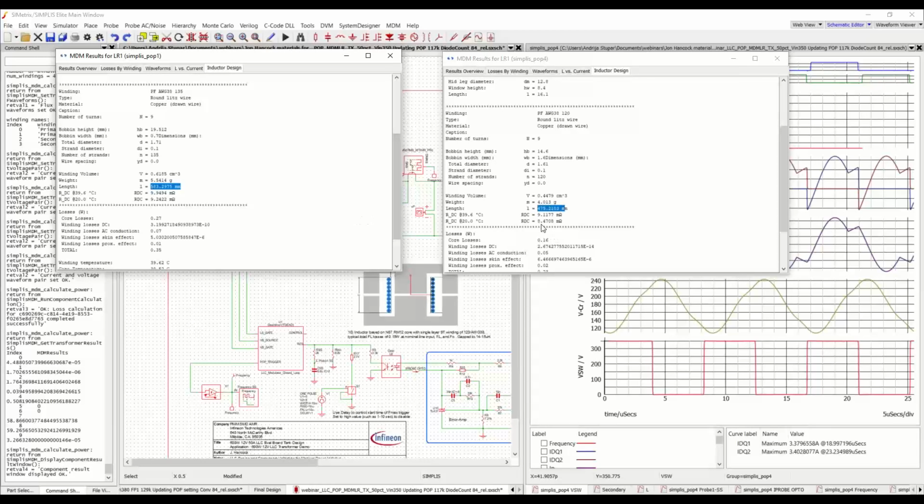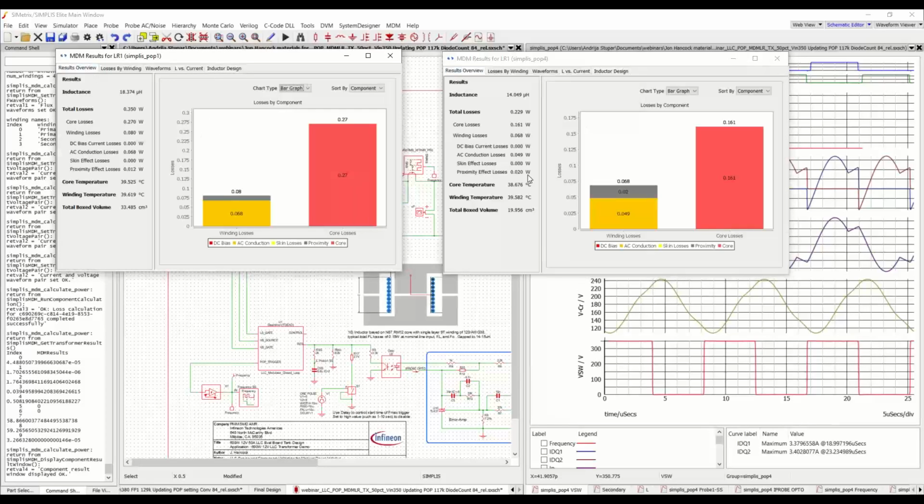And we can see that that reduced our RDC. Even though we paid the price with a bit higher proximity losses, our overall winding losses are in fact lower, and our core losses are lower. So we've decreased the inductor loss at this operating point from 0.35 to 0.229 watts.